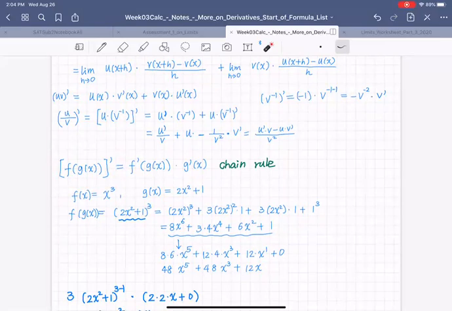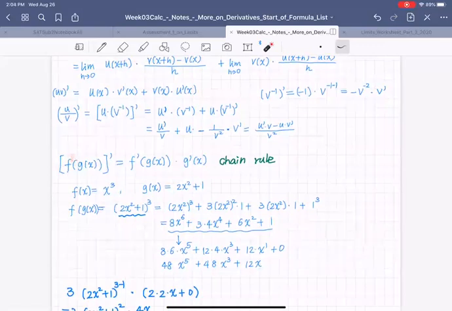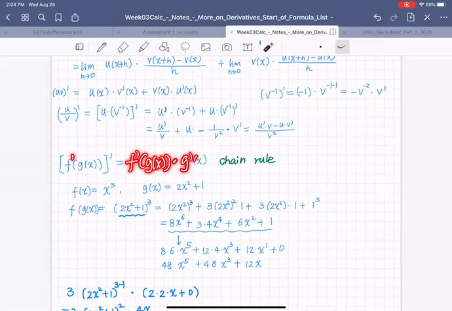You are going to treat this as an onion. You cut the outer layer. You do this f prime first: f prime of g of x, you copy down the inside. And then you times your inner layer, which is g of x's derivative, which is g prime x. Does that make sense?